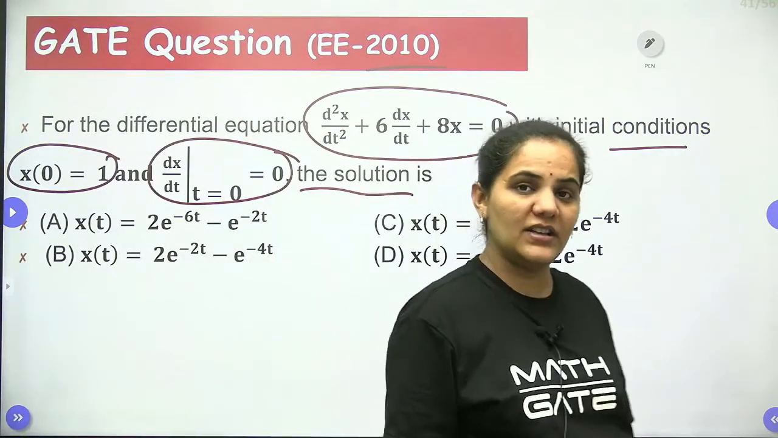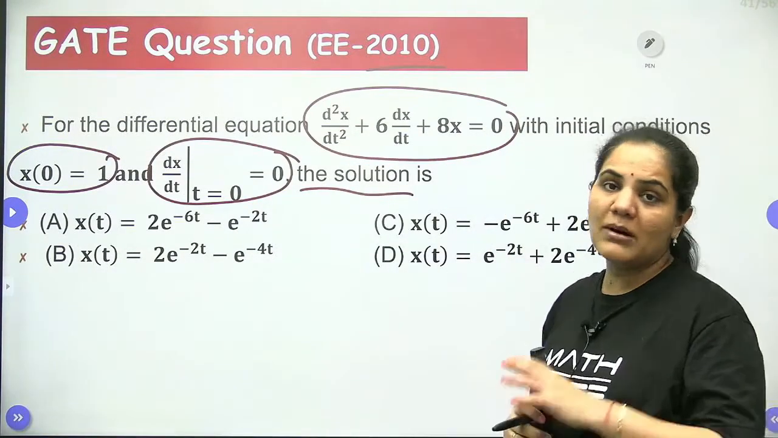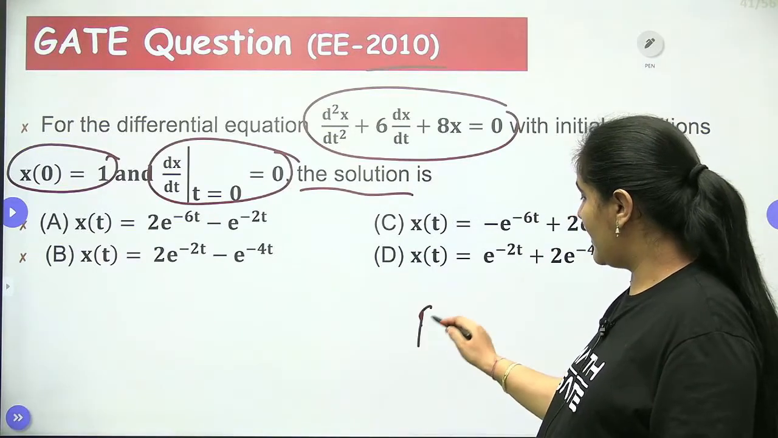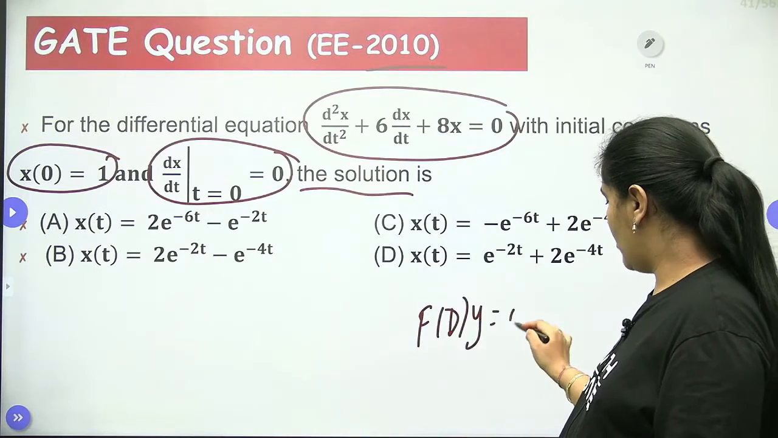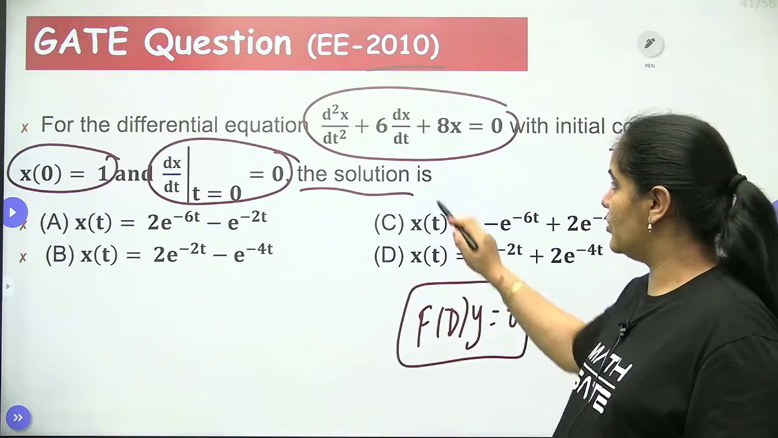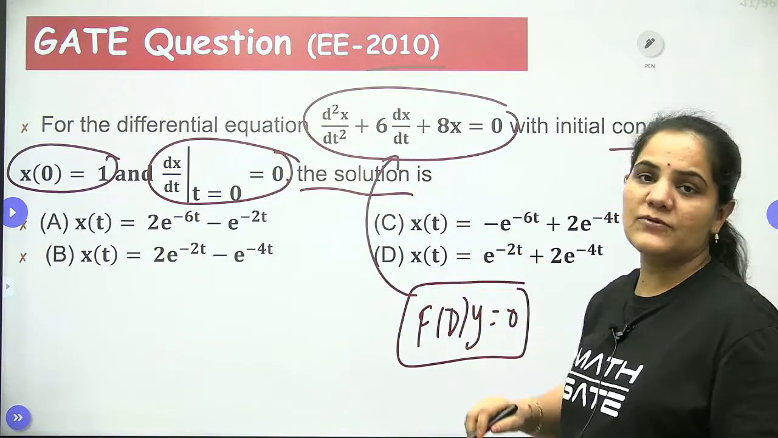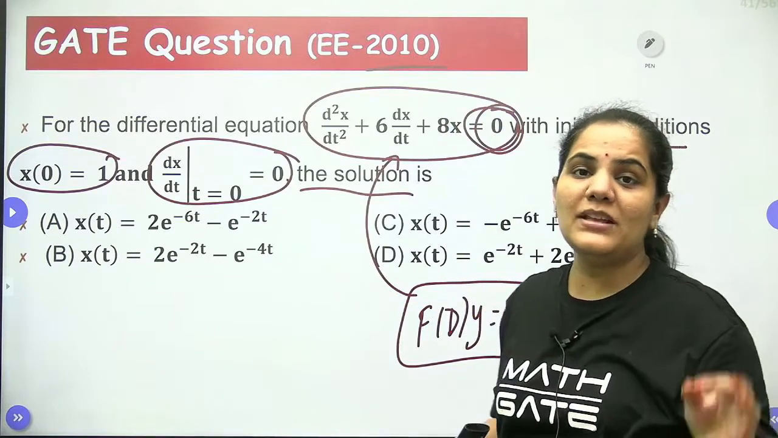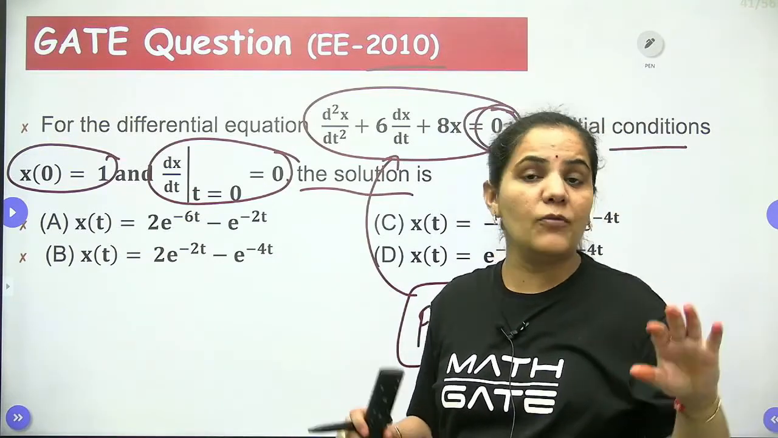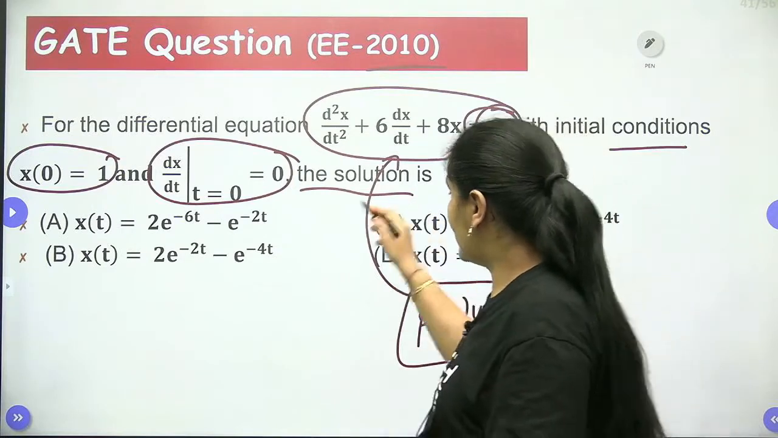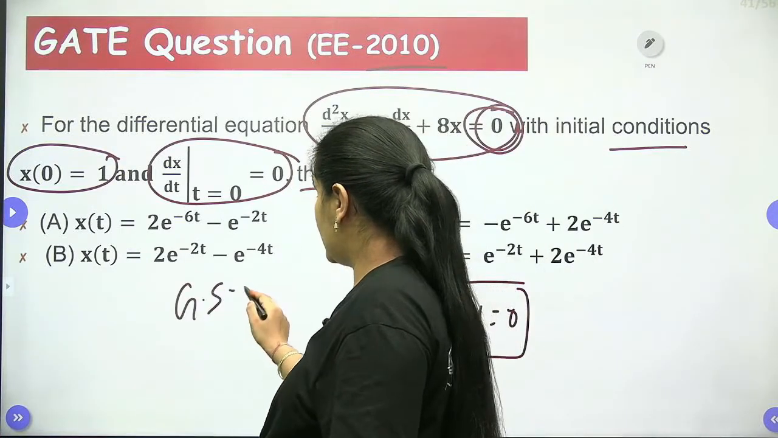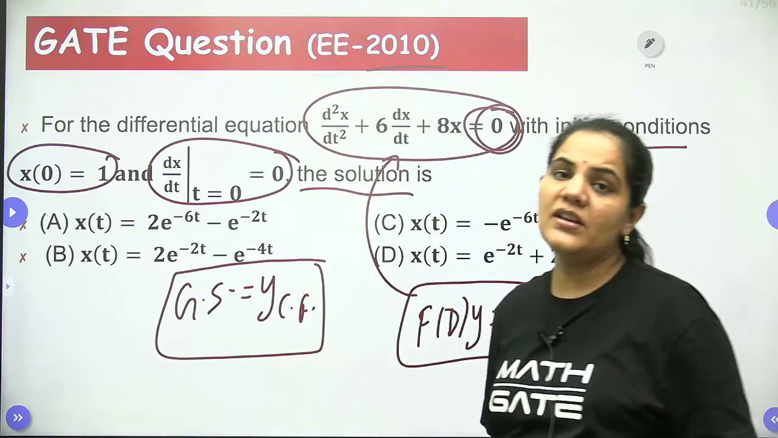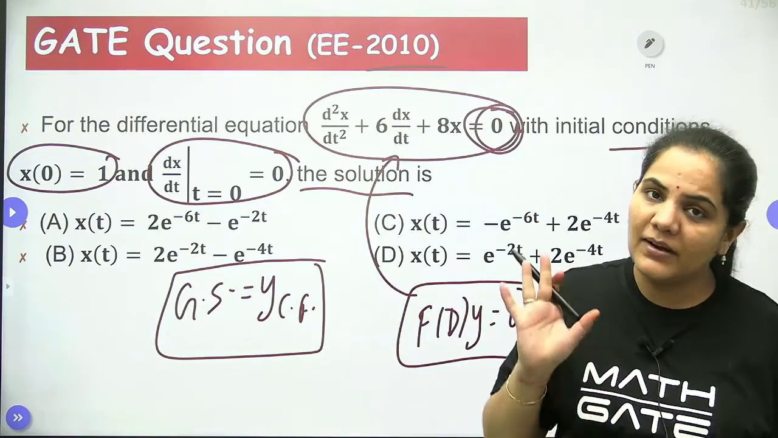Let me tell you one important thing, dear students. Here the question is not talking about the CF, it is talking about the solution. But we know very well, whenever we have a differential equation in this form, where the right hand side is 0, there will be no PI. It means the value of PI will be 0. Hence, when you are talking about the general solution, your general solution will be CF only, my dear students.